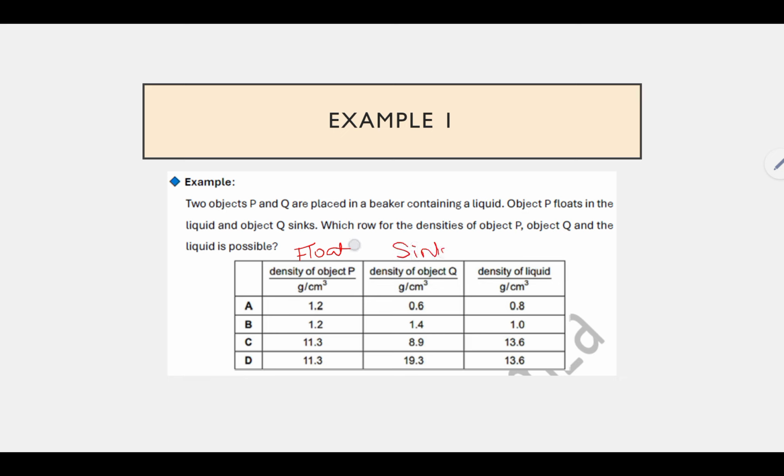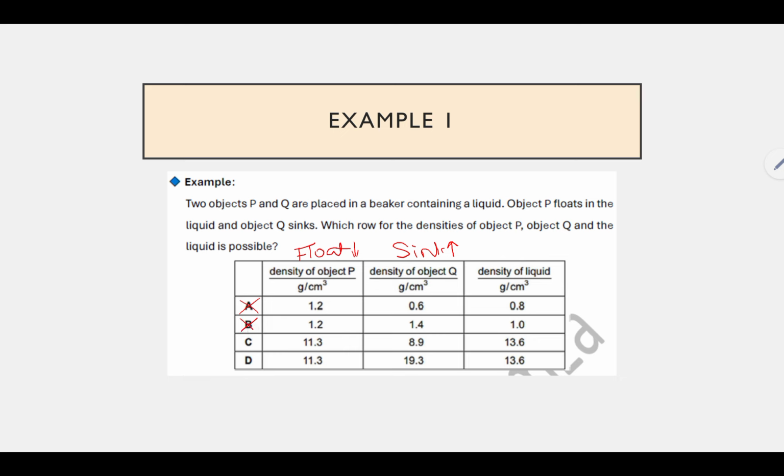So float should be, the density of it should be less than the density of the liquid, and for sink, the density should be more than the density of the liquid. So for part A, 1.2 should be less than the density of the liquid, which is 0.8. This is incorrect. And the Q should be more than the density of the liquid, and it's not, so A is definitely wrong. B, density should be less than liquid, but it's more, so B is wrong.